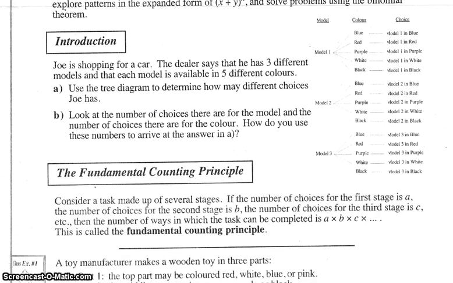And for an example of where we would use this would be a situation like this. Joe's shopping for a car. The dealer says he has 3 different models, and each model comes in 5 different colors. So there's something called a tree diagram that you could use to figure out how many choices Joe has. So he could choose model 1, 2, or 3, and then branched off of each one of those, he could choose blue, red, purple, white, or black. So as a result, he would have a total of, if you look at all of these and add them up, a total of 15 choices.